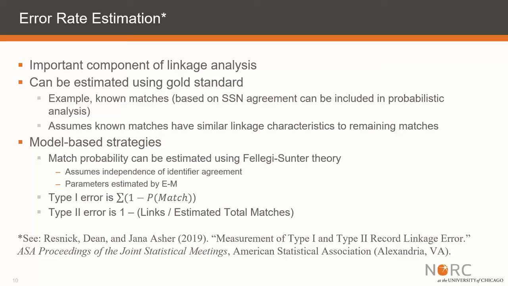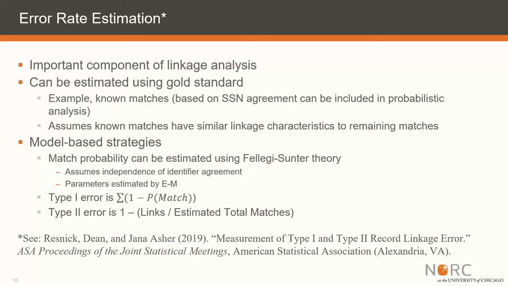So another possible strategy for estimating error, which I'll term a model-based strategy, is going back to the math of the Fellegi-Sunter theory, where you can actually estimate a match probability, and then the type 1 error. Let me say a little bit more about match probability, which is shown as P match. I've evaluated a pair of records, one record from file A paired to one record in file B. And I think, well, they probably represent the same person, but probably is not very exact. So you want to assign a probability and say, well, there's like a 95% chance that they actually represent the same person.